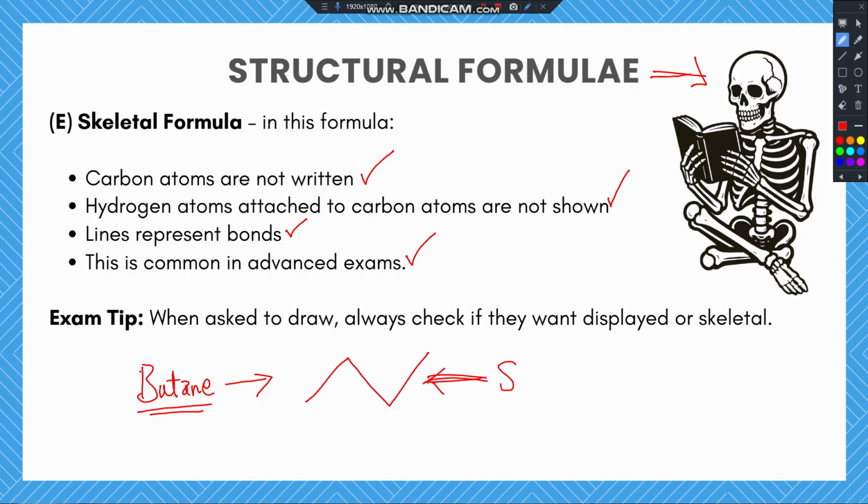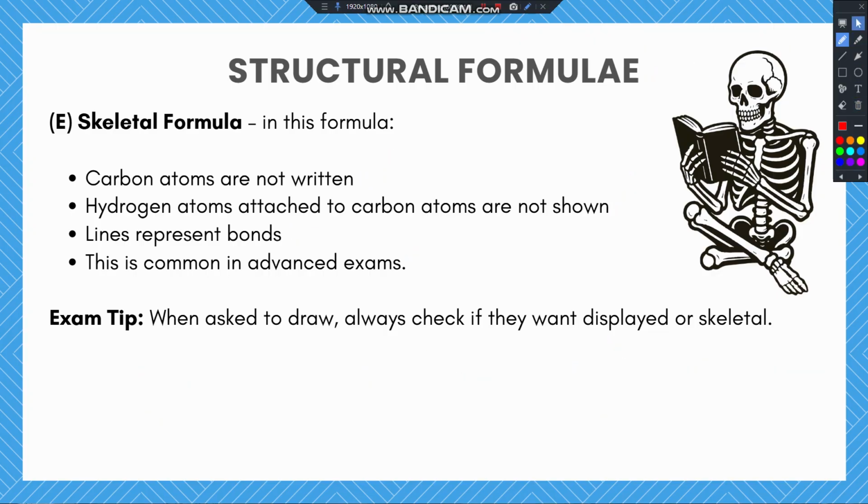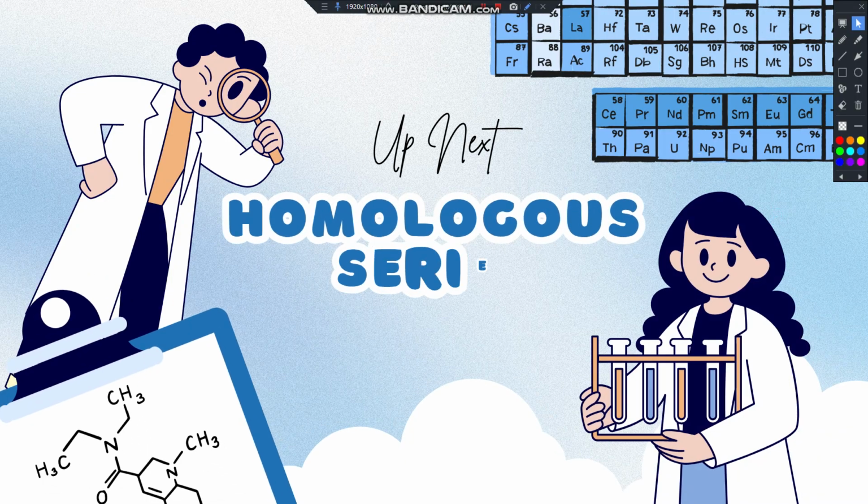It is called the skeletal or structural formula. The skeletal structural formula. Okay, that's another way through which we can depict organic compounds. Now that we have said all of that, we'll be moving on to the next thing that we're dealing with in the concept of organic chemistry, which is the homologous series.